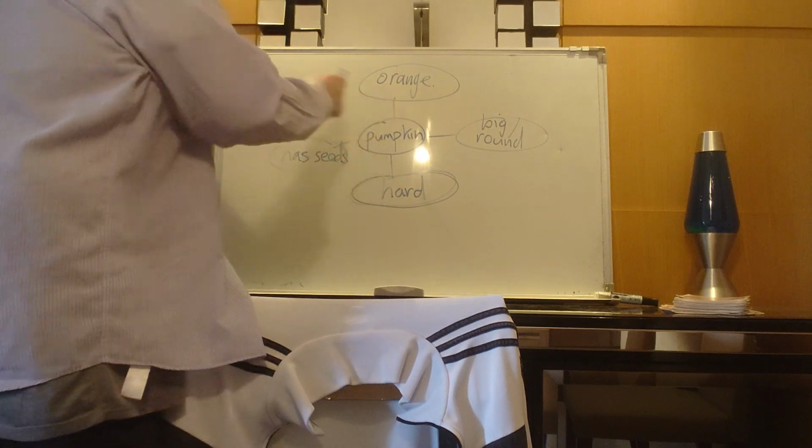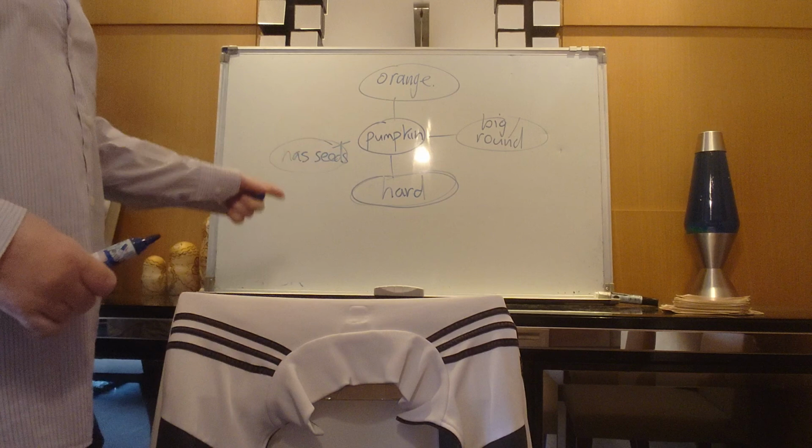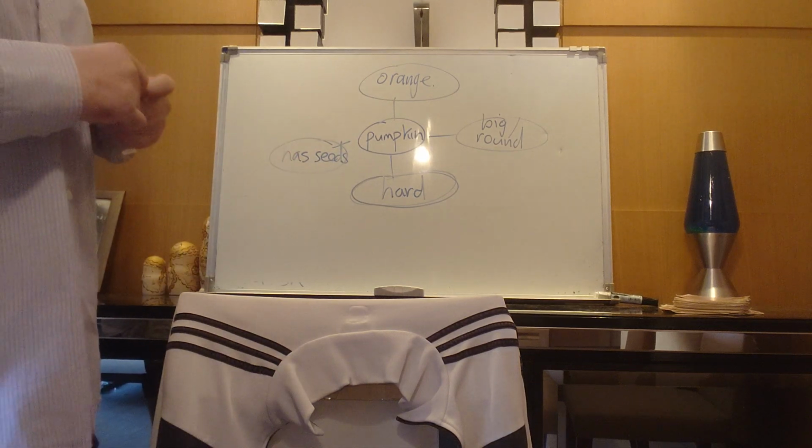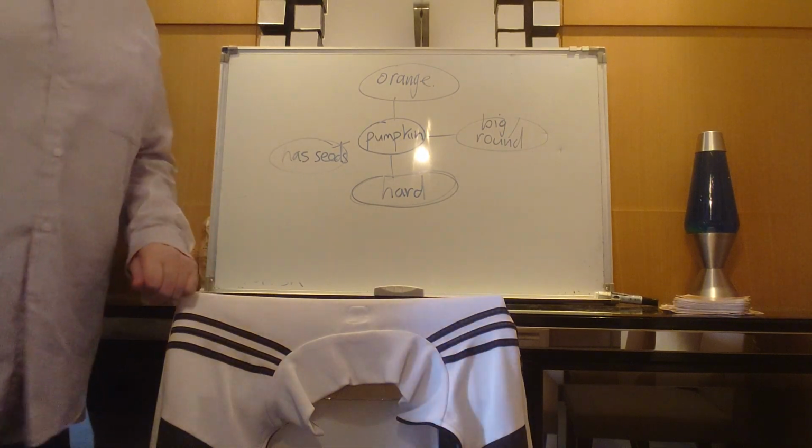So our vegetable is a pumpkin. It's orange. It's big and round. It's hard and it has seeds. So I want you to do this with another 4 vegetables. You choose 4 from the pages and you do your word web with them. So do a word web with 4 other vegetables, kids. That's your homework for today.